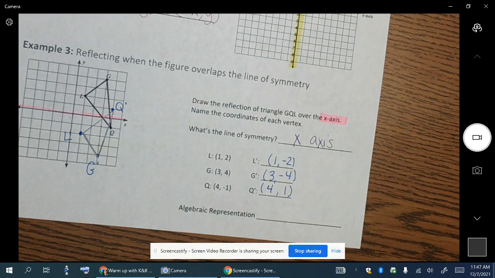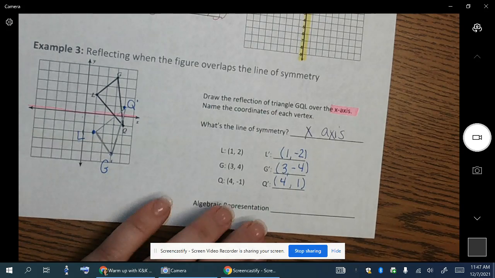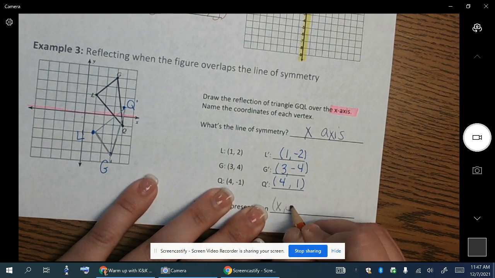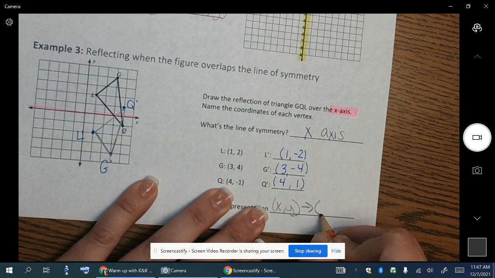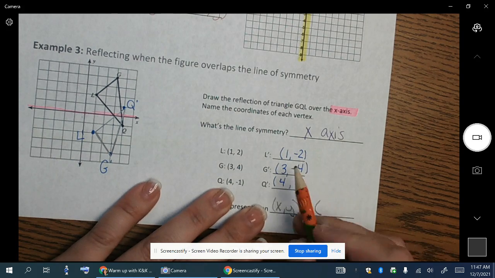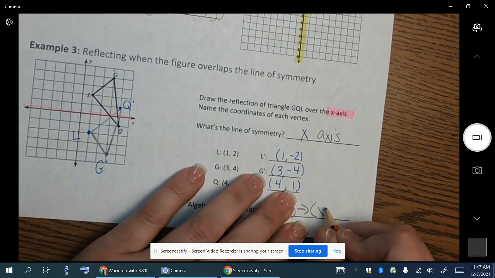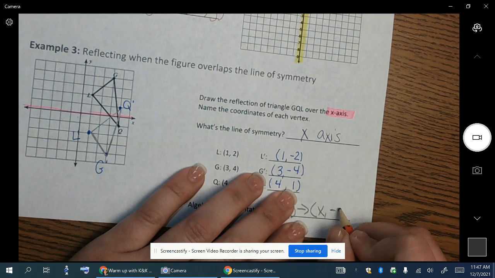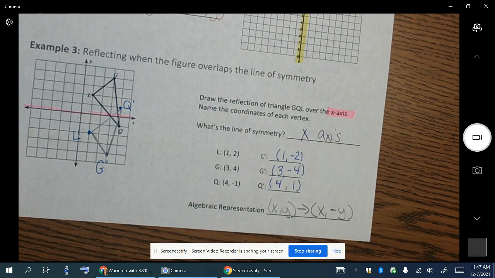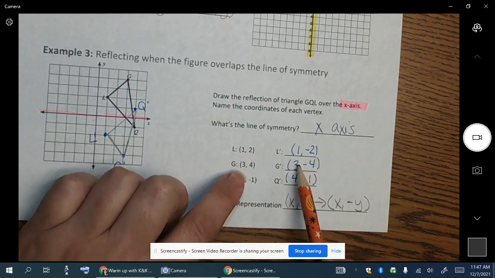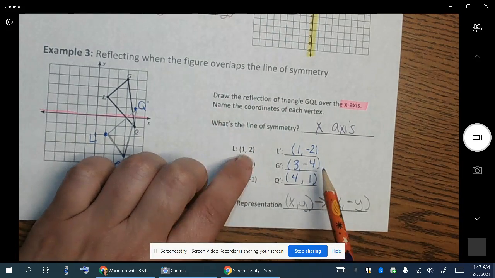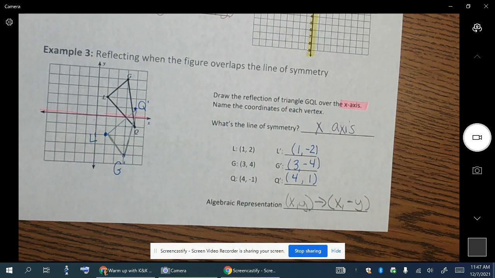Okay, so it flipped over the x-axis. So our algebra says that what? X stays the same, and y does what? Negative. And if you don't know for sure, you want to double check. Look, 1, 3, 4. Negative, negative, positive. They changed.